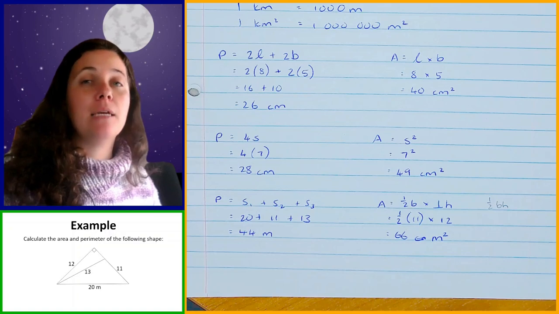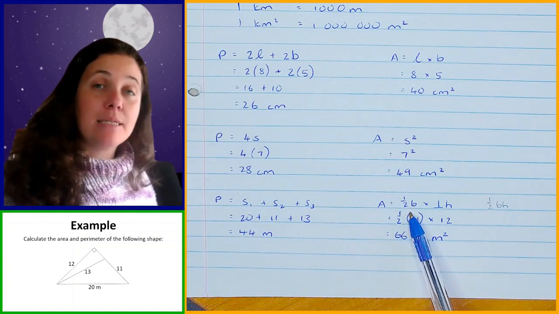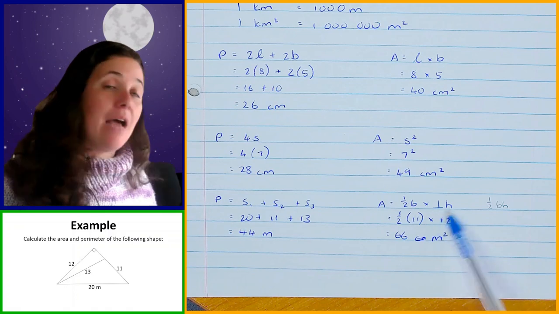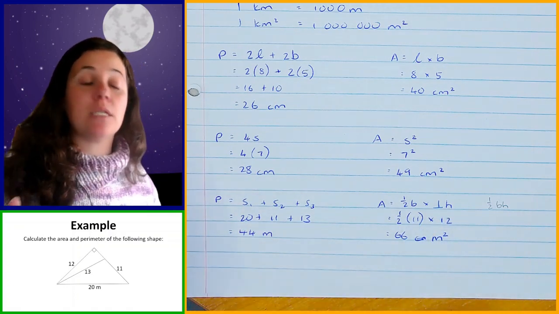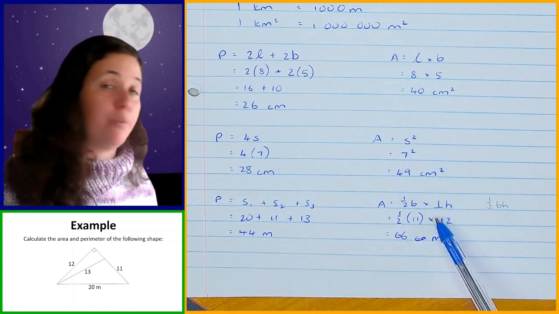Okay, so when we're working out the area of a triangle, you need to make sure that you use the correct side as your base, and then it must have a perpendicular distance to the opposite corner of the triangle, which would be your perpendicular height.